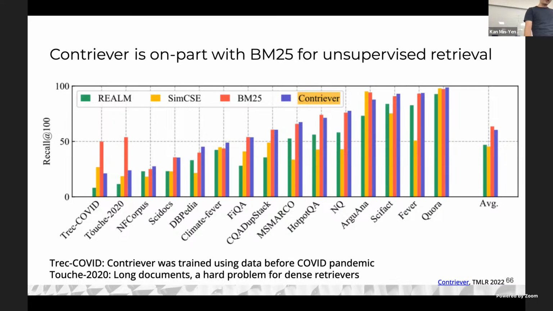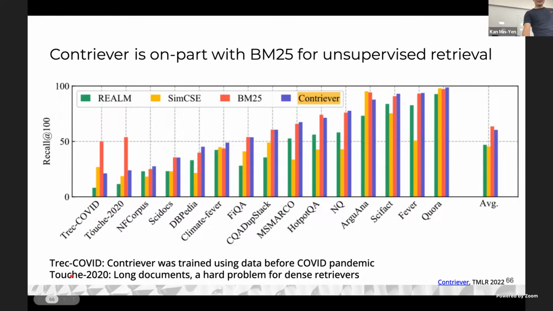We look at these two data sets. The first is the TREC-COVID data set. This is about COVID questions. Unfortunately, when Contriever was doing pre-training, it didn't have information about what happened after 2020. So it doesn't adapt to this domain. Therefore, it fails, very sadly.